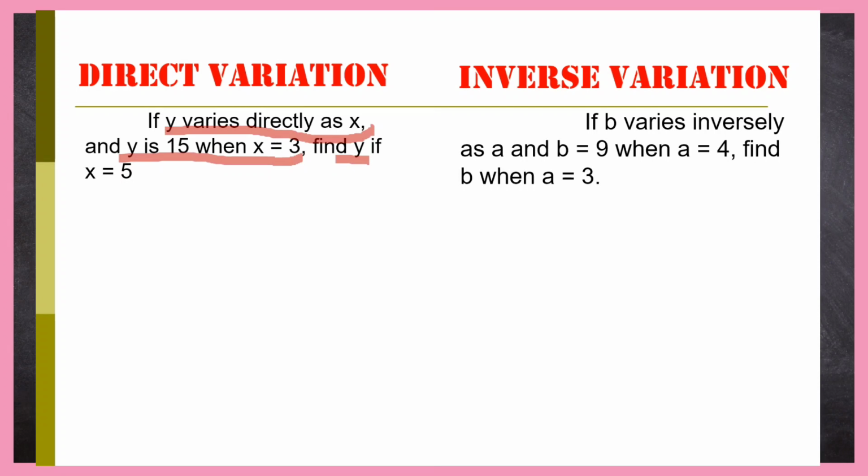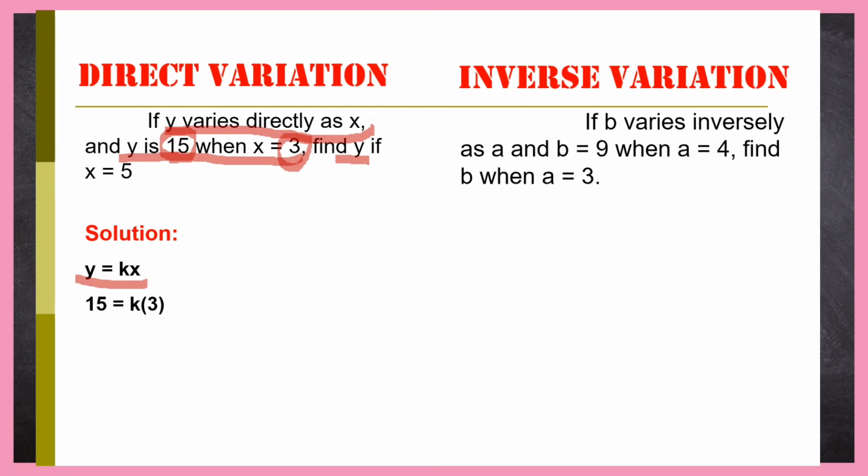So, let us find the value of y when x equals 5. Okay, let us have our solution. For our solution, of course, we have the mathematical statement y varies directly as x. So, the mathematical equation is y equals kx. Then, we will substitute the value of y, which is 15, and x, which is 3. So, we have 15 equals k times 3.